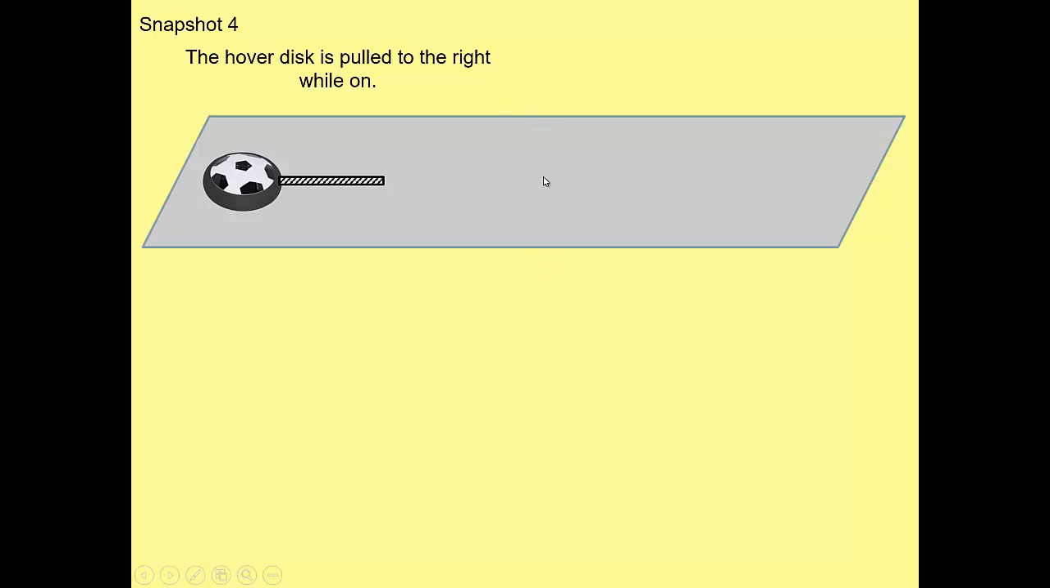And again, out here, you're going to take a little mental snapshot. Ready? Watch it again. Watch what's happening here to the hover disk.